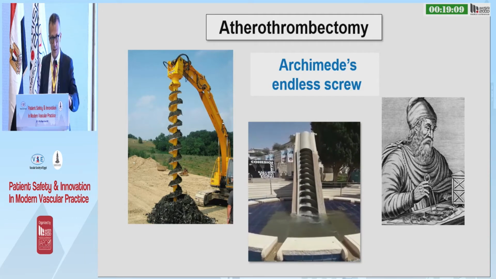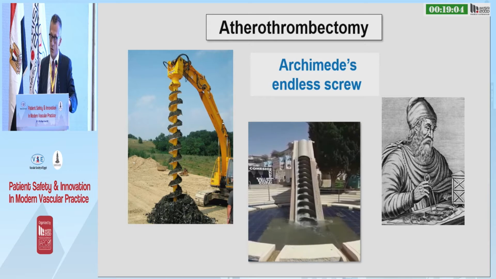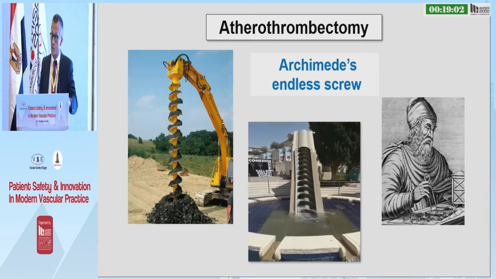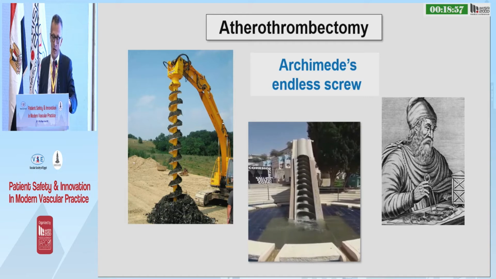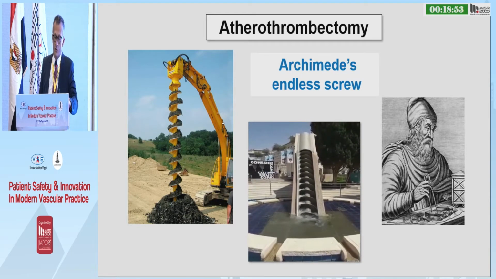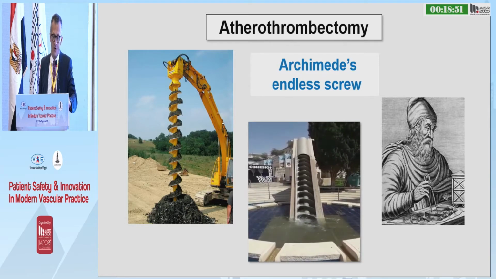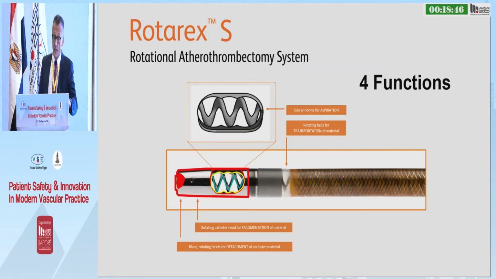First of all, Rotarex is based on the Archimedes endless screw concept used in the past for water transportation. If we apply this concept to the artery scenarios, we can understand that it's possible to remove outside the body every type of fragmentable thrombotic material. In Rotarex, we have a rotating helix that rotates in a single lumen catheter. This helix has a coaxial central lumen for the guide wire.